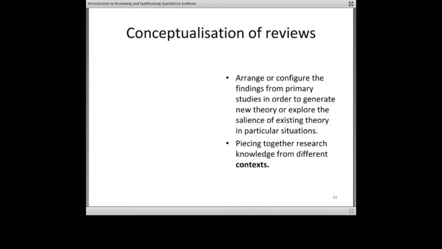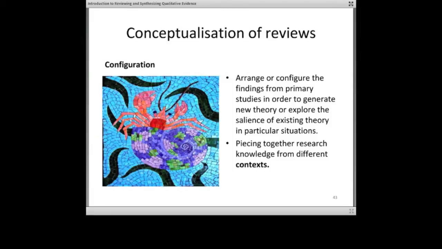Now, the second metaphor I'd like to use is one of a mosaic, and this really links into the idea of configuration that is very central to qualitative evidence synthesis. What we do is rearrange, we configure the findings of primary studies in order to generate new theory or explore the salience of existing theory in particular situations. So what we actually do is piece together research knowledge from different contexts. And as you can see in that picture of the mosaic, the individual studies are no longer recognizable. We actually turn them into a new holistic understanding of a particular phenomenon. So it's much more diffuse what the actual role of one particular study is in these sorts of reviews.